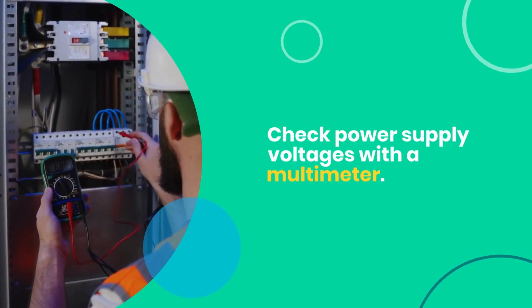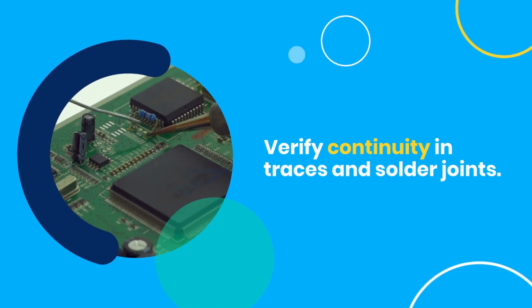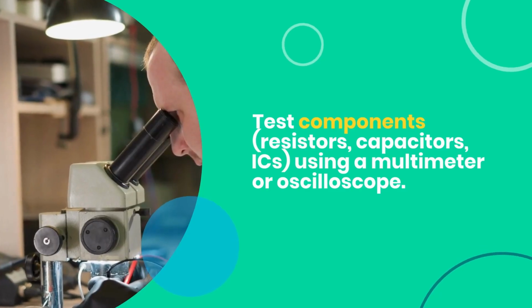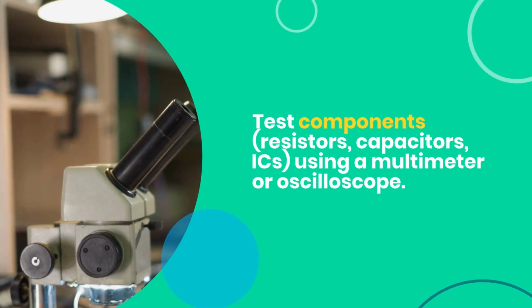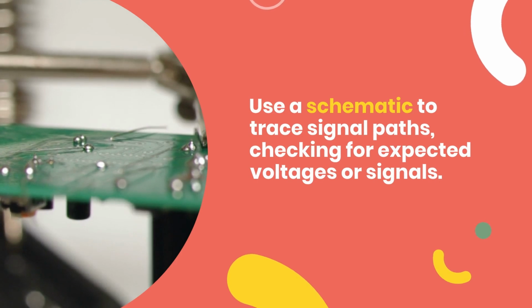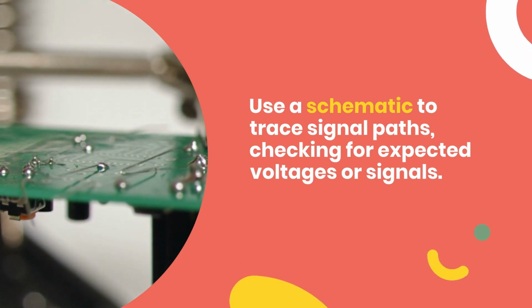Check power supply voltages with a multimeter. Verify continuity in traces and solder joints. Test components, resistors, capacitors, ICs, using a multimeter or oscilloscope. Use a schematic to trace signal paths, checking for expected voltages or signals.